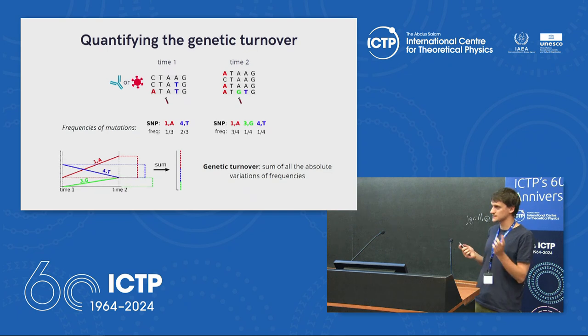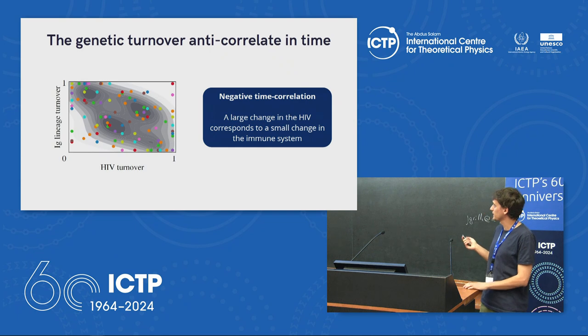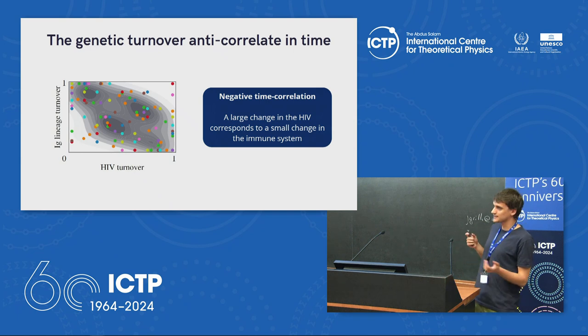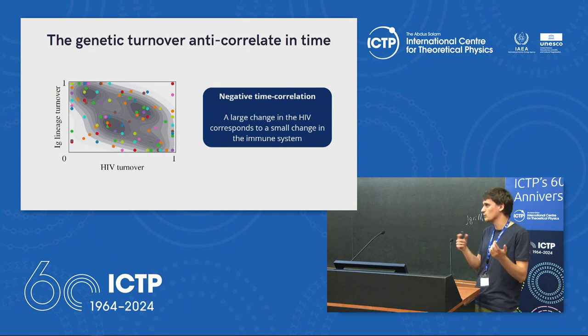At the end, we have just a single number that quantifies how much the population is accumulating mutations between the two time points, which we call genetic turnover. What we observe is a statistically significant signal. We can compute this for HIV and for the immune system, and we find an anti-correlation in time of this genetic turnover, which was quite surprising for us. This means that when the virus is not changing much, the immune system is changing a lot, and the opposite: when the virus is changing a lot, the immune system is not changing much. Actually, at the beginning, we were expecting the opposite.